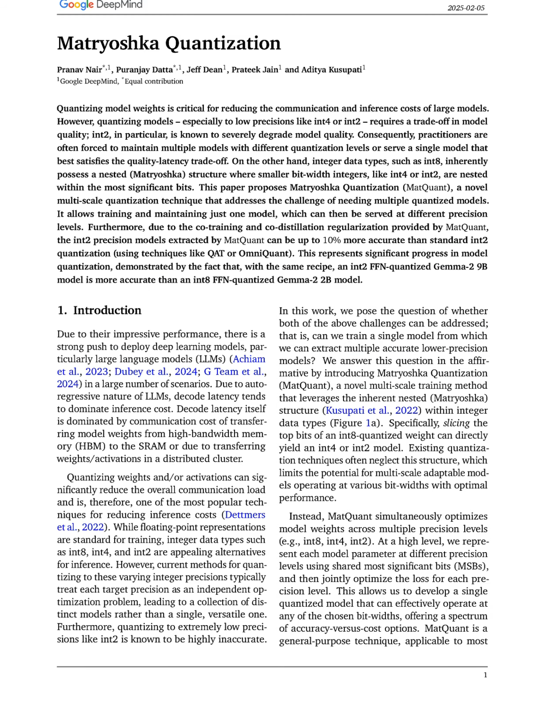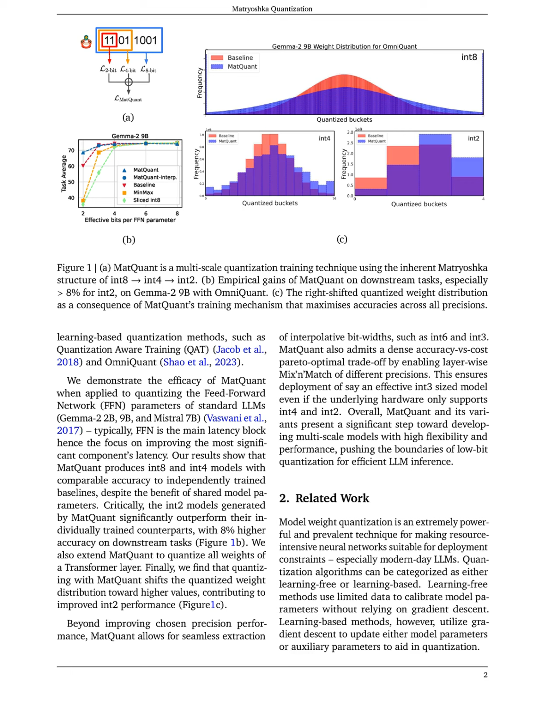Theoretical benefits of using Matryoshka Quantization (MATQuant) include its ability to leverage the nested structure of integer data types, allowing for the simultaneous optimization of model weights across multiple precision levels, int8, int4, int2, within a single model. This contrasts with traditional methods that treat each precision as an independent optimization problem, resulting in distinct models rather than a versatile one. Practically, MATQuant demonstrates significant improvements in accuracy, particularly for int2 models, which outperform independently trained counterparts by up to 8% on downstream tasks.